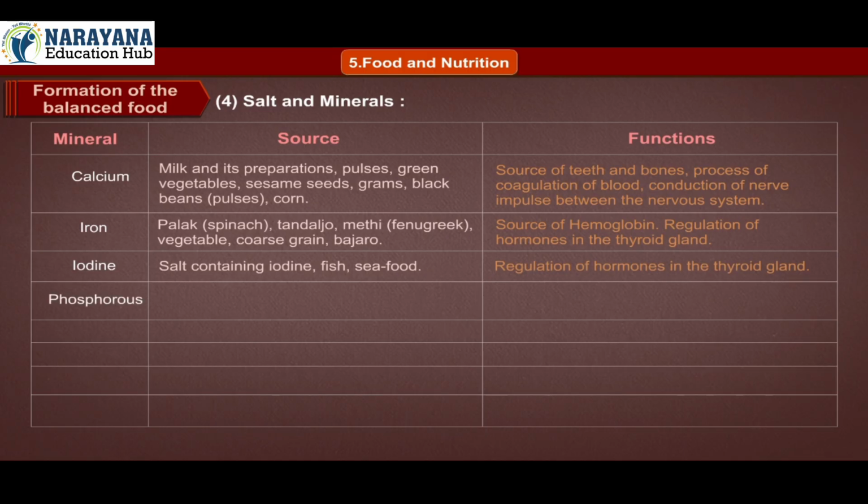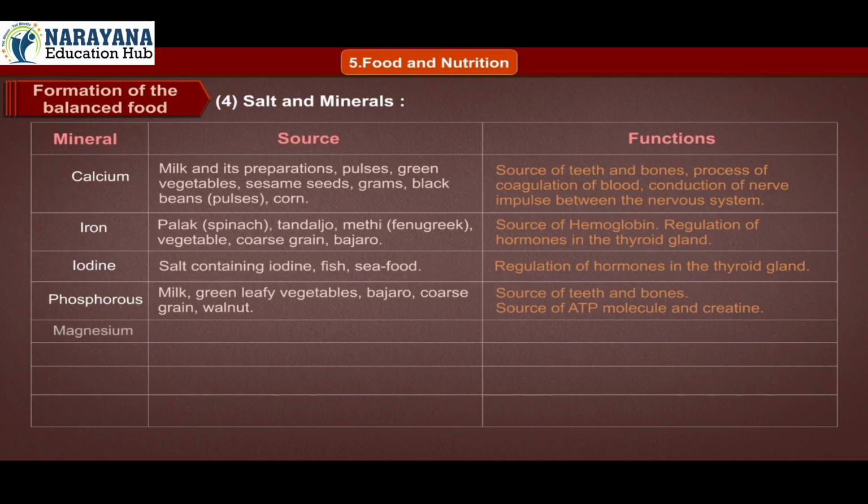Mineral: phosphorus. Source: milk, green leafy vegetables, bajro, coarse grain, walnut. Functions: source of teeth and bones, source of ATP molecule and creatine. Mineral: magnesium. Source: corn. Functions: source of bones formation. Mineral: sulfur. Source: dry fruits. Functions: source of amino acid with sulfur.